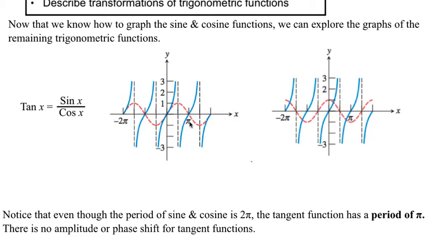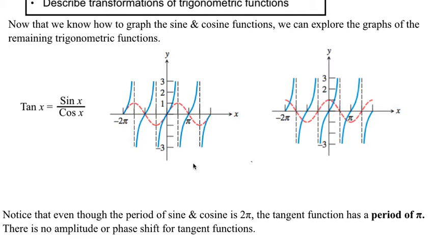So a couple of things happen with the graph of the tangent function. One of the things that you'll notice is when you have a sine wave, anywhere where the sine is 0, the tangent will also be 0. So you'll notice that 0, 0, and at pi we get a 0, and then again at 2 pi.